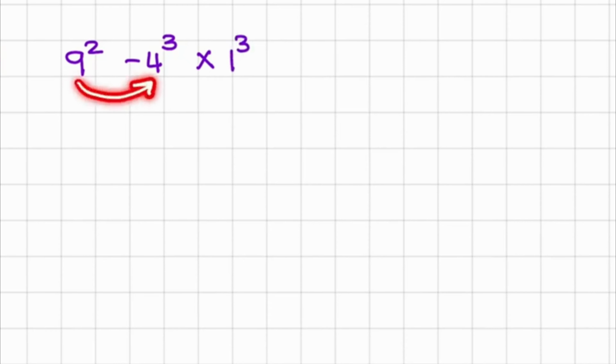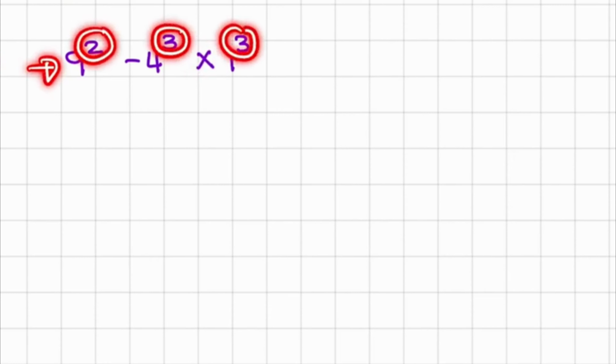Let us look at a harder example. Let's say we have 9 squared minus 4 raised to the power of 3, or 4 cubed, multiplied with 1 cubed. Now it's important not to just go 9 squared minus 4 times 1 cubed. The order of operations is important. So what we want to do is do the multiplication first. But before we get to the multiplication, we want to deal with the exponents.